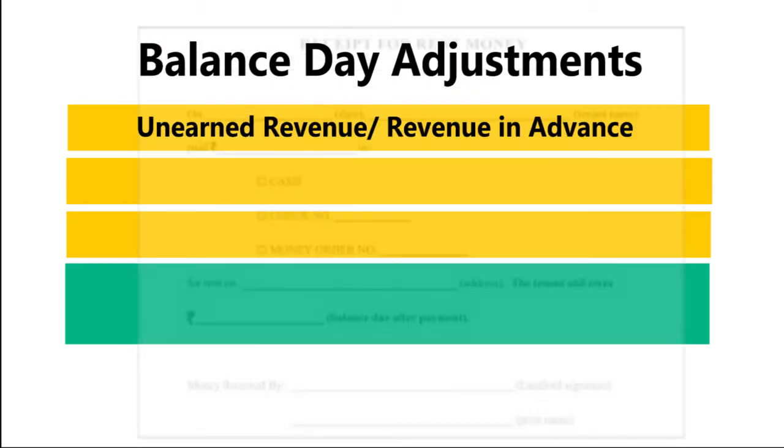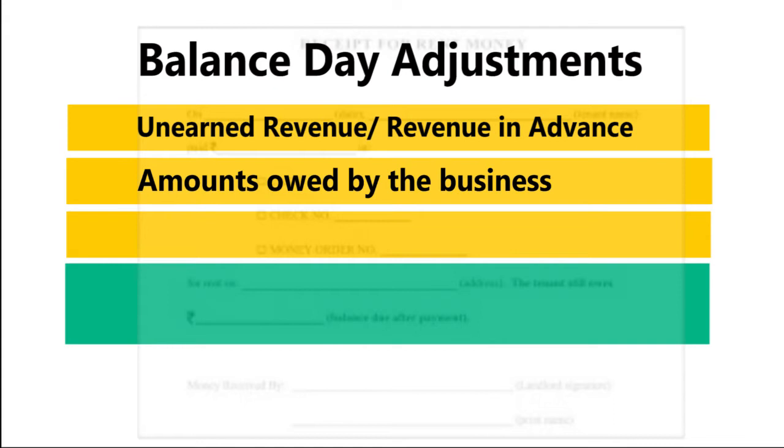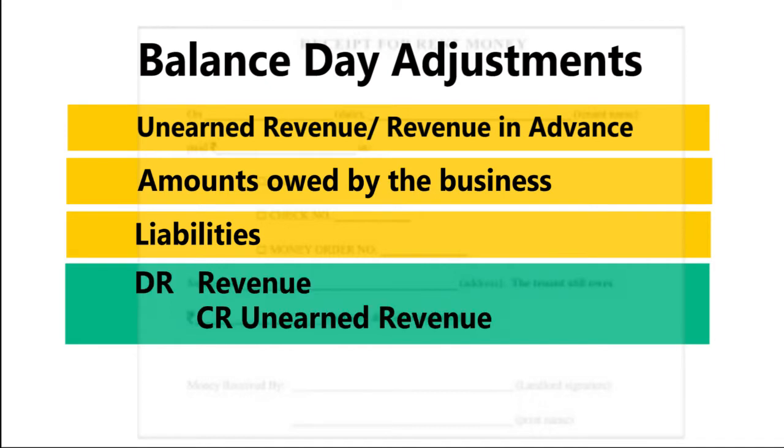Our second balance day adjustment is unearned revenue, or otherwise known as revenue in advance. These are revenues received but not yet earned, or amounts owed by the business. Therefore, they are liabilities. So if students understand that they're liabilities, they'll certainly credit the unearned revenue and debit the revenue concerned. And a common example here is rent revenue received in advance.